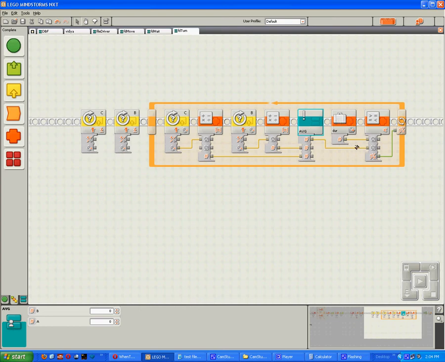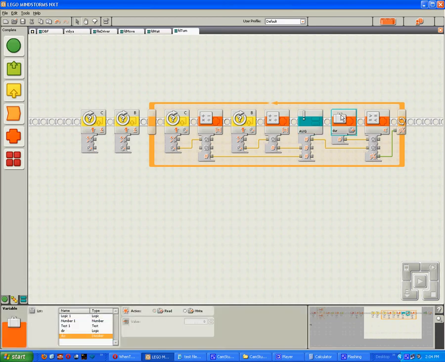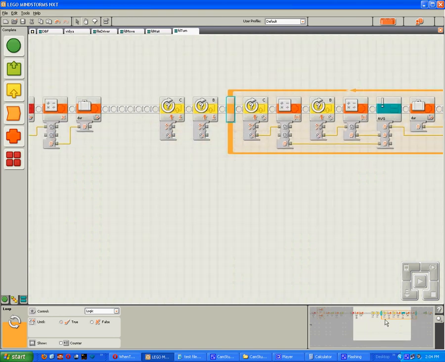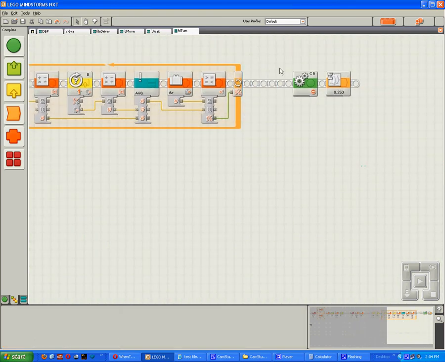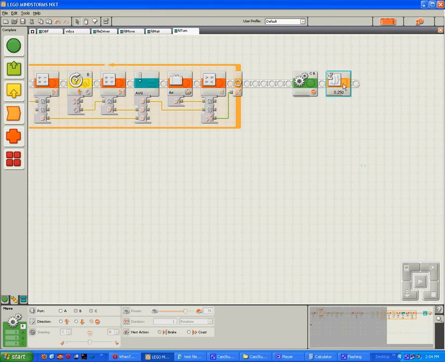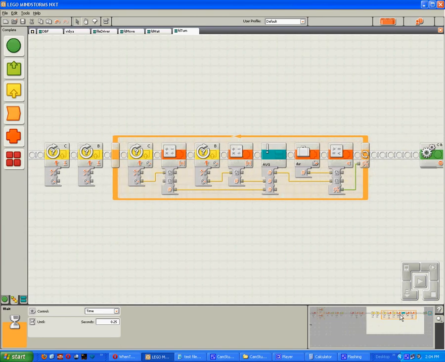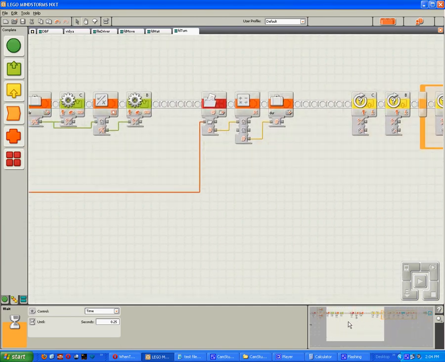And I'm going to wait until my average exceeds my intended duration. So that will generate a true value, which will cause this loop to stop. So it's going to bounce out of here. And of course, the next thing it's going to do is to stop and wait for a quarter of a second. Now, this is just how you move.